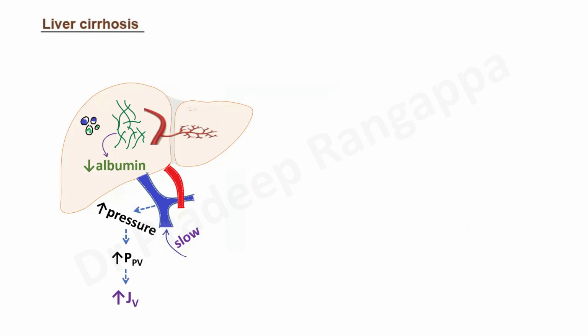So there is an increase in the JV, which draws fluid from the vascular compartment into the interstitial space and other spaces. Because there is reduced albumin production from a lot of fibrosis with loss of cell volume, there is a reduction in the oncotic pressure. This reduction in the oncotic pressure also contributes to an increase in the JV, the transendothelial movement of fluid. All this together leads to ascites formation and all the other complications that ensue.